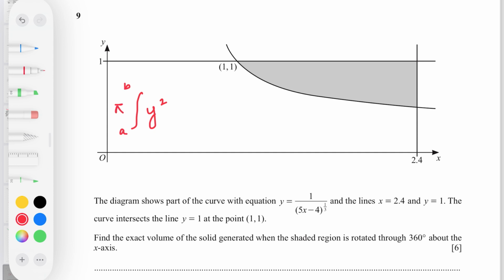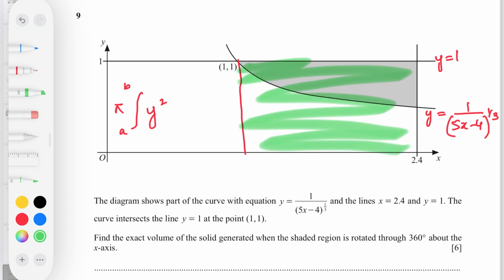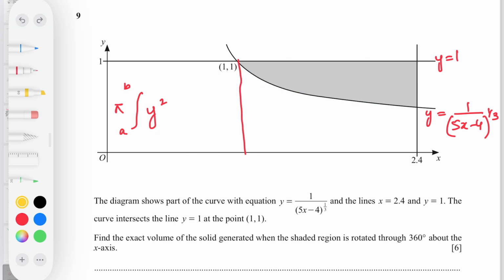Okay, so now if I look at this, the equation of this is y equals 1, and the equation of this is 1 upon 5x minus 4 to the power 1 upon 3. Now what we have to do is find out this entire volume and then minus the volume underneath it, which is this, to find out the shaded volume. It's just like finding the area of the shaded region, just the process of finding the volume is different. All right, so what is the equation here?